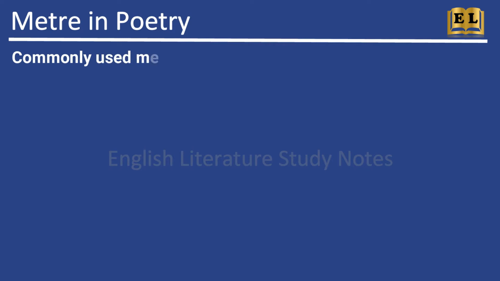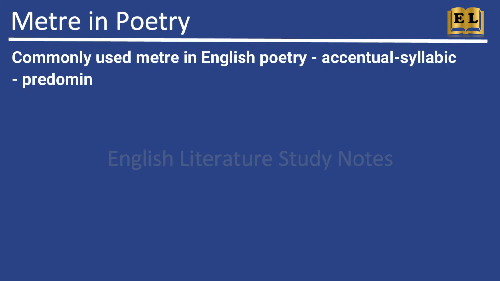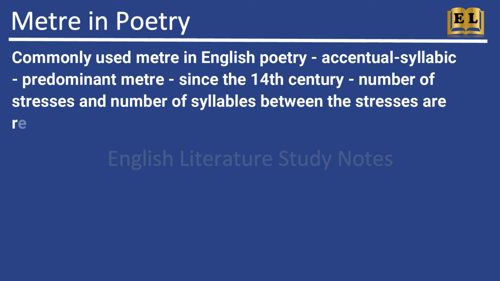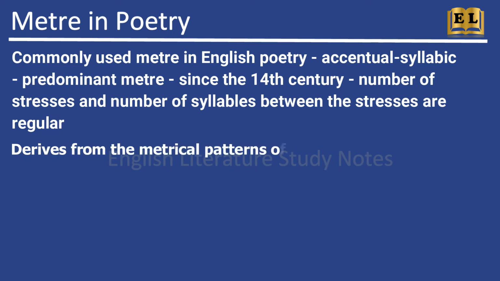The most commonly used meter in English poetry is accentual syllabic. It has been the predominant meter of English poetry since the 14th century. In this metrical system, both the number of stresses and the number of syllables between the stresses are regular. This system of meter derives from the metrical patterns of classical poetry.